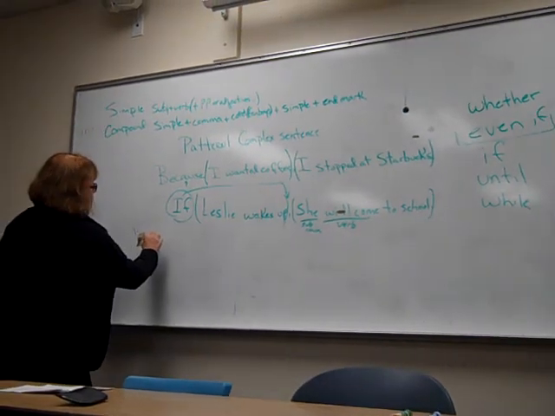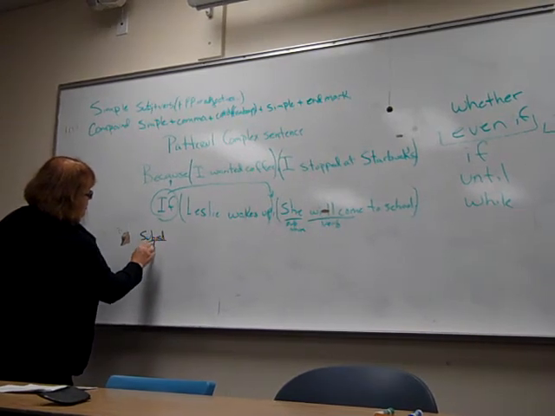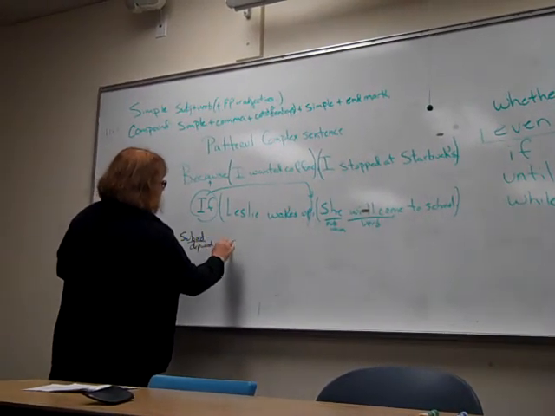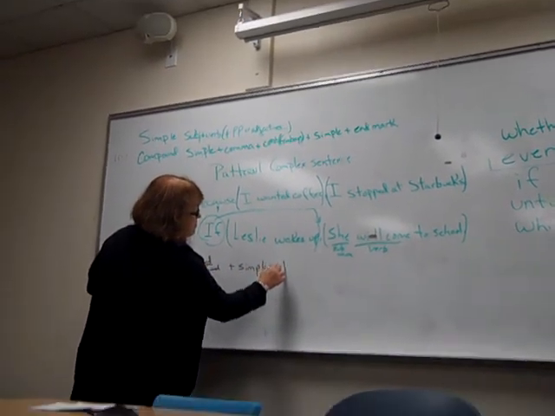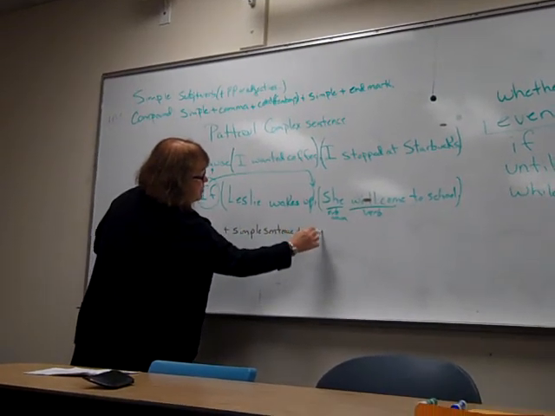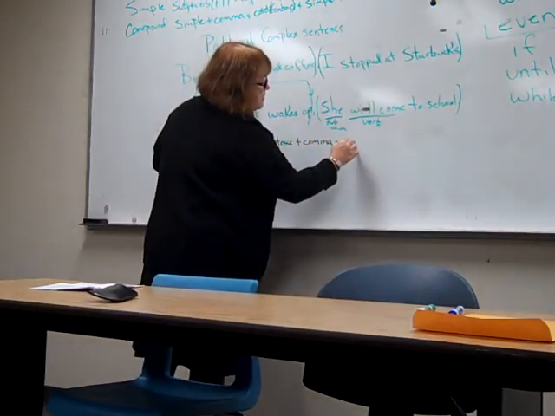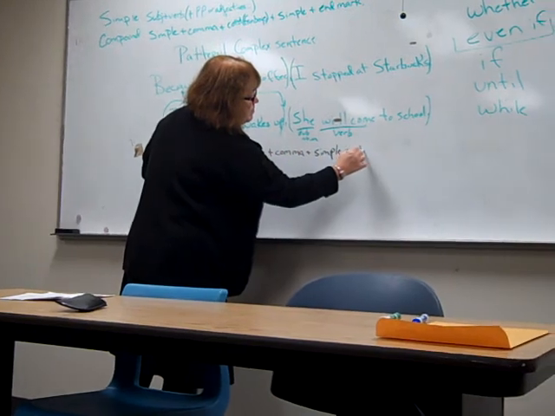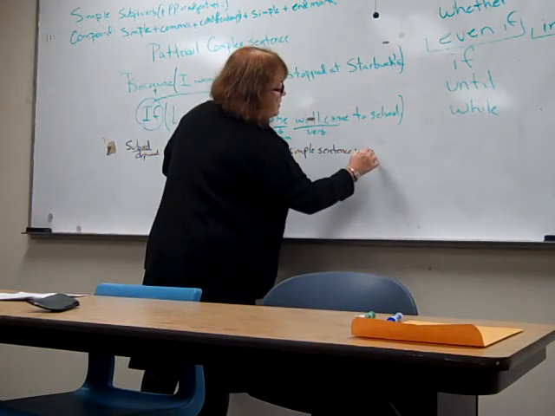So we have subordinating dependent word plus a simple sentence plus a comma plus a simple sentence plus an end mark.